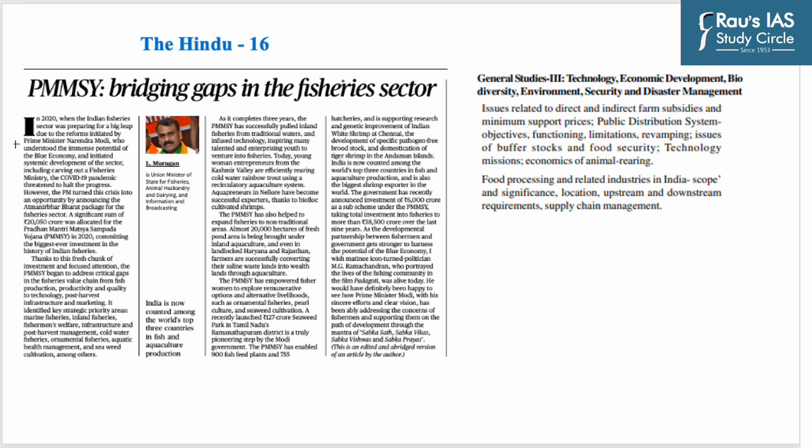Now, our next pre-pointer is based on this news article which appeared on page number 16. The context is that in 2020, the Government of India came up with Pradhan Mantri Matsya Sampada Yojana to bring about ecologically healthy, economically viable and socially inclusive development of the fisheries sector of India. Now, as you know, this sector is quite important under GS paper 3.